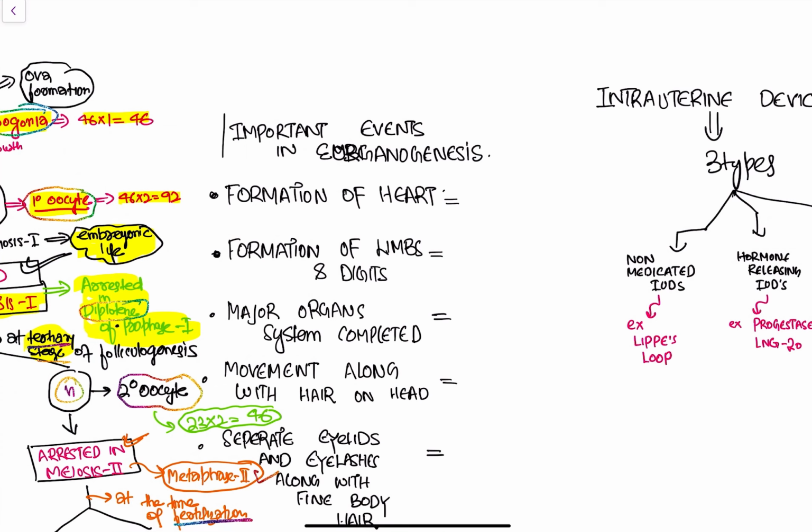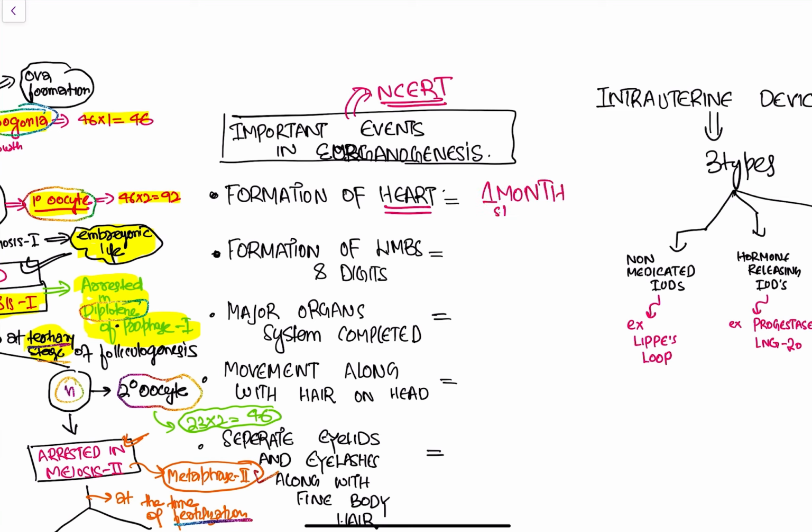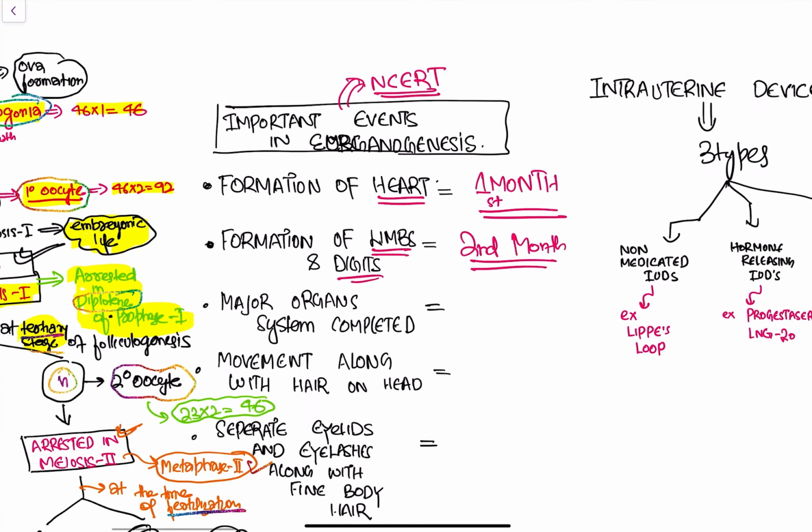Now, next topic that we revise is important events in embryogenesis. There are several important events in embryogenesis that your NCERT has mentioned, so you should focus on these events because you can get a question from this. First important event is formation of heart, and this heart is formed at the end of first month. So at the end of first month, you have the heart formed in the embryo. Now formation of limbs and digits occurs at the end of second month. So in second month, the limbs and digits of the fetus are formed.